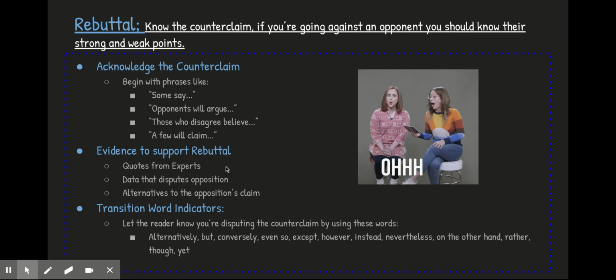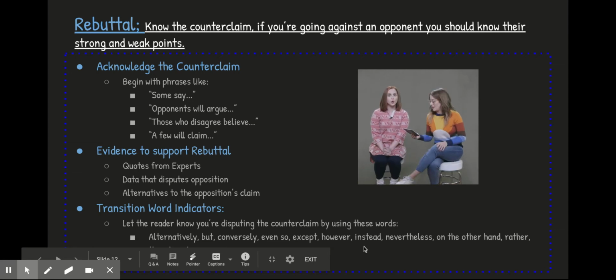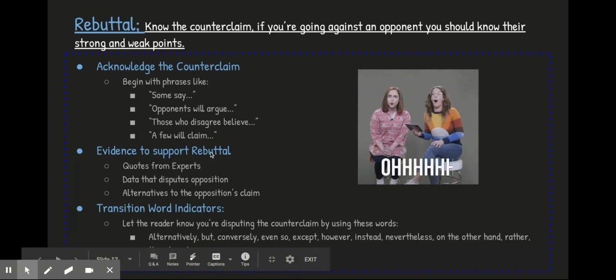So say what your rebuttal is by using a transition word right down here: alternatively, conversely, instead, or even something as easy as but or so. Those words will let your reader know, okay, here's why I am still right. And then hit them with evidence for your rebuttal.